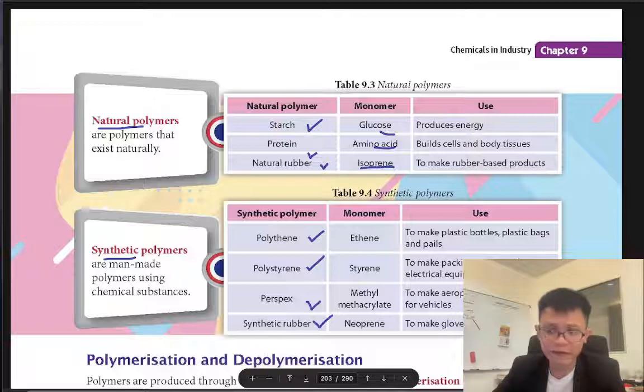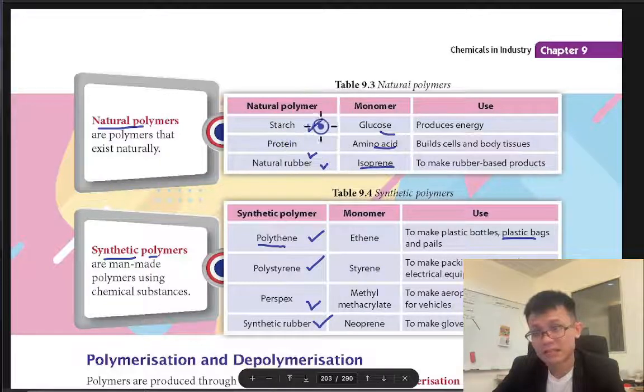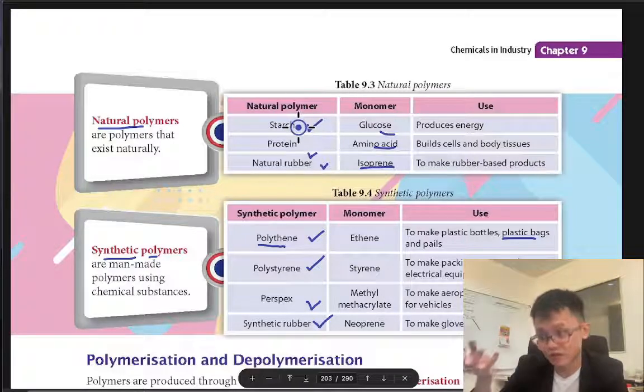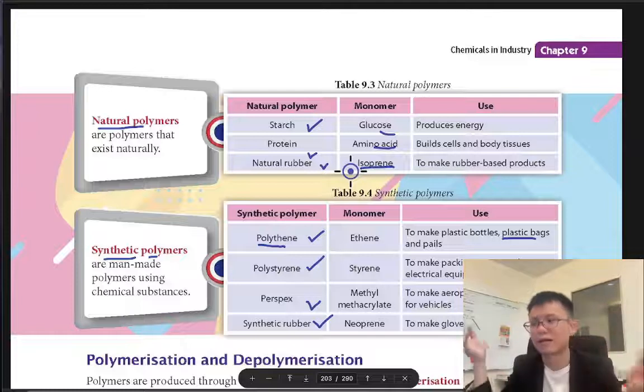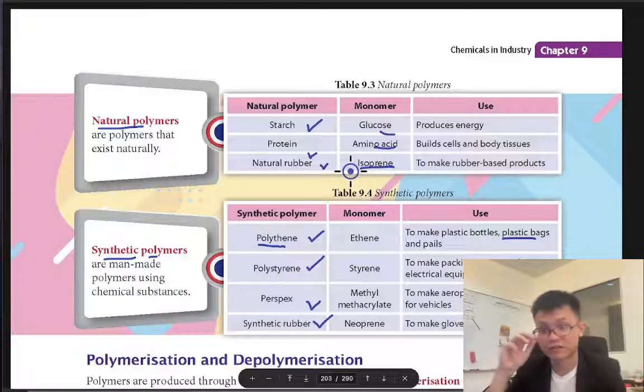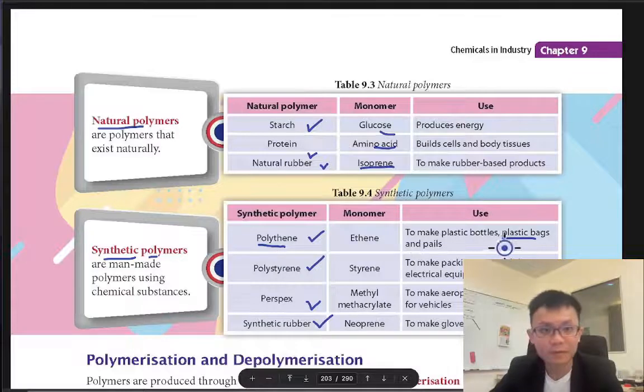And you need to know the function, why we want to make a synthetic polymer. You want to make polyethylene so that we can make plastic bags. If not, how do you want to make a plastic bag? Are you going to use starch, rice, to make a plastic bag? It is still a polymer, but it's not strong. So how do you want to do it with protein? And natural rubber is not strong. Even if I let you make the plastic, when you put things in it, it will spoil because it is not strong. So you want to make it into a polymer, like a plastic bag or a pill, stronger plastic.